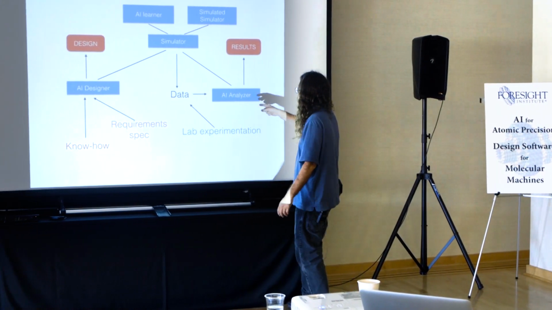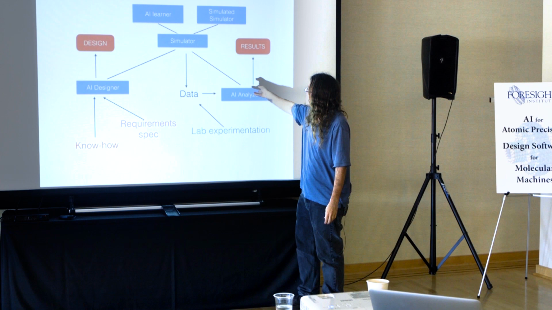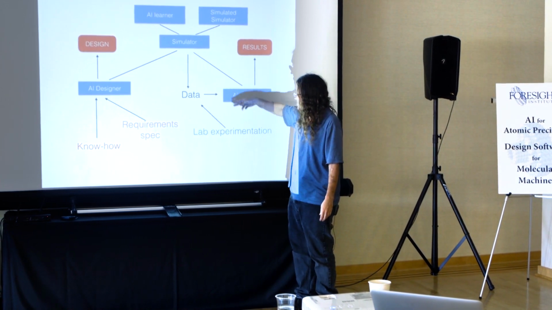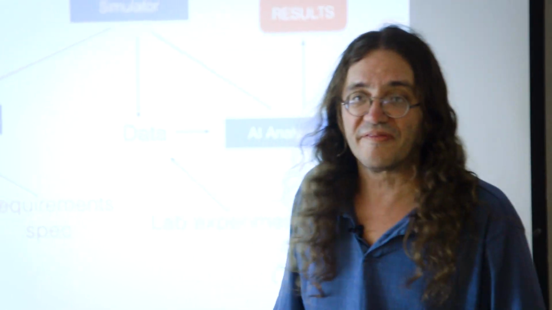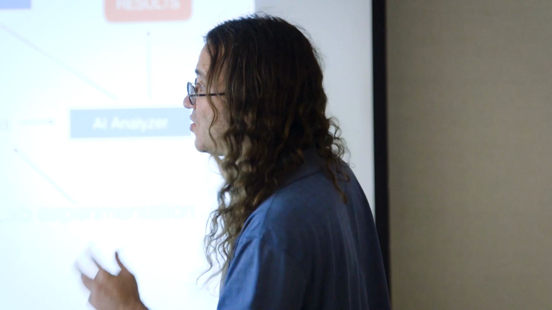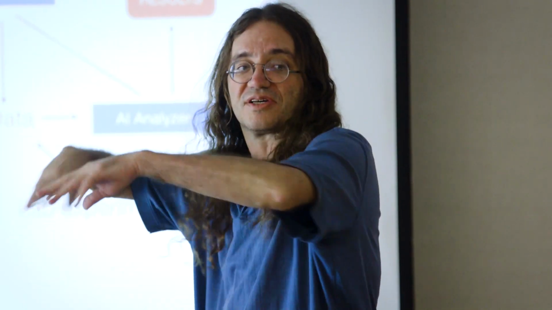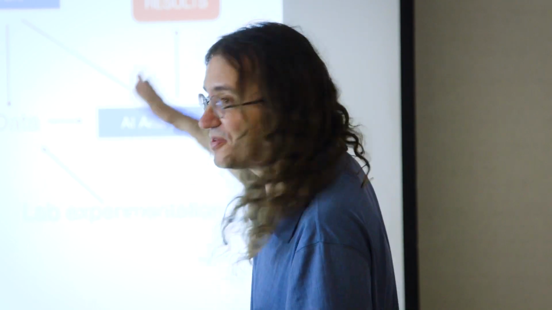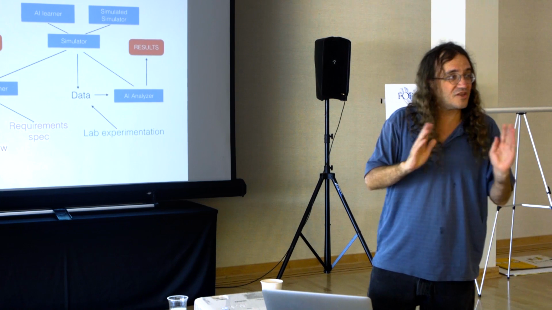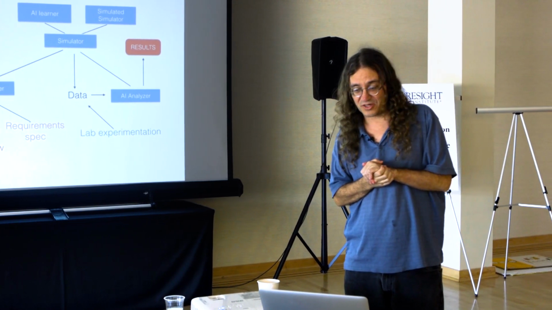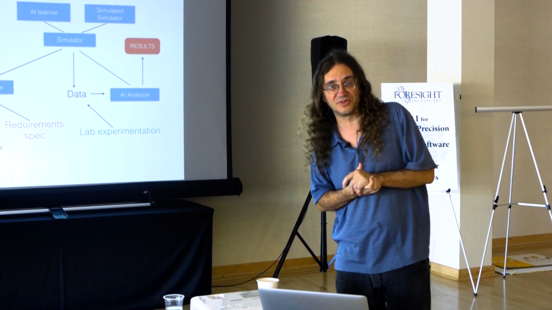Of course, AI can also be useful to analyze data coming out of a simulator or lab experiment. So what we're looking at here is how you would use various AI algorithms in various different roles, integrated together within a coherent software platform to accelerate and improve nanoscale design. There are a number of different types of AI that could be used here. I'm going to quickly mention three of them before turning things over to Christian.